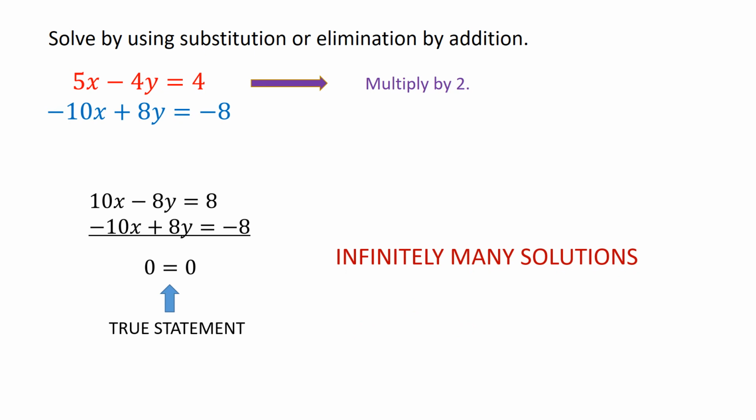So let's think about an example where we would have no solutions. Well, that would be when you get an untrue statement, something like 0 equals 1 or 5 equals 3. That is not true, so if you were to solve a system and get something like that, you would have no solution.